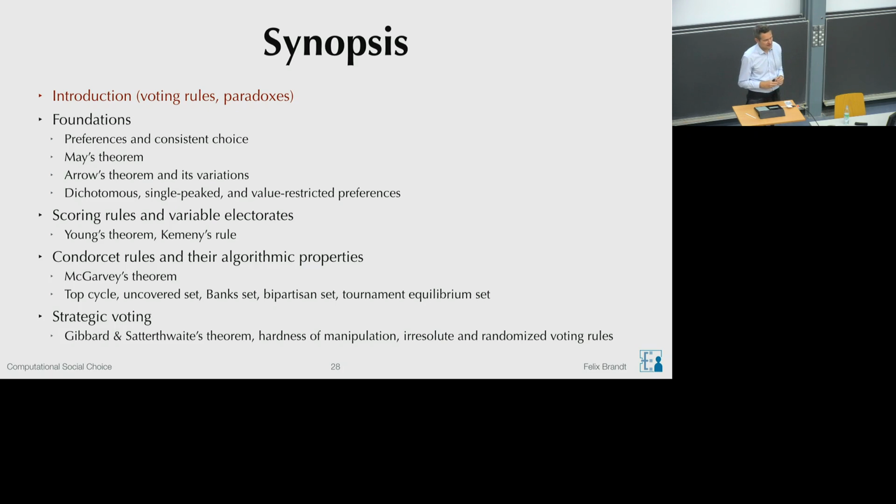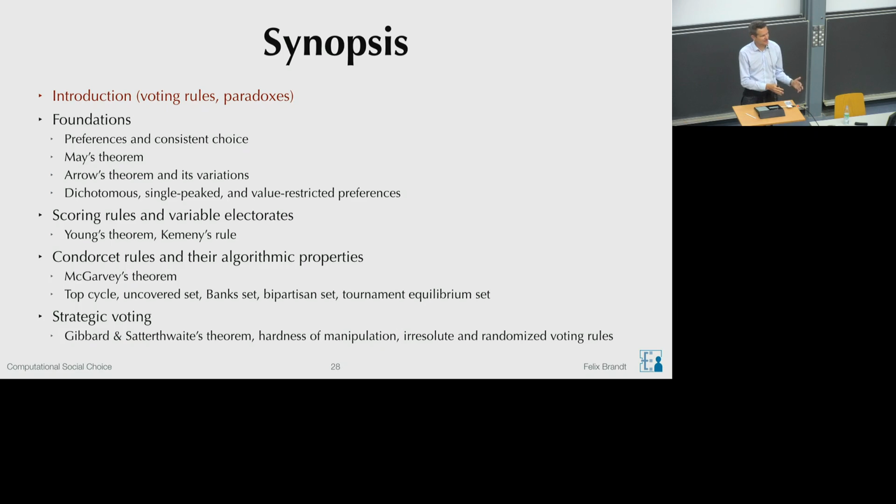Then we move on to social choice. And this is where we are going to see May's theorem. May characterizes majority rule as the best voting rule for two alternatives using a certain set of convincing axioms. As I said, for two alternatives, everything works fine.